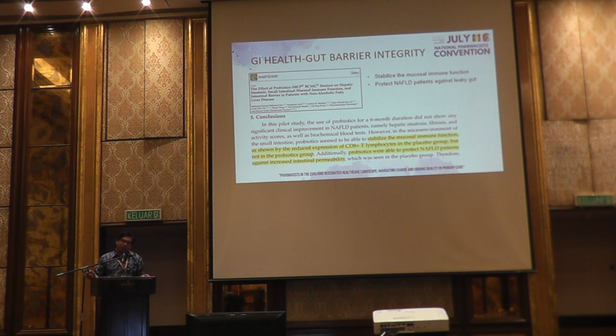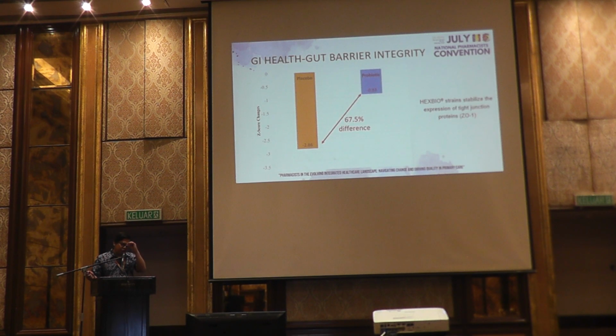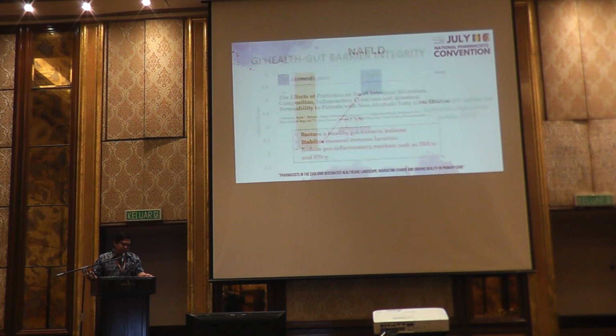In terms of fatty liver, we have done a lot of good science, and we can see a reduction in the expression of some markers, such as CD8, suggesting that probiotics can also protect intestinal permeability, or leaky gut, so to speak, in patients with fatty liver. It can stabilize the immune system, preventing the intestine from becoming leaky. With the probiotic supplement, many markers were stabilized; in this case, the tight junction protein zonulin-1 was much better preserved.